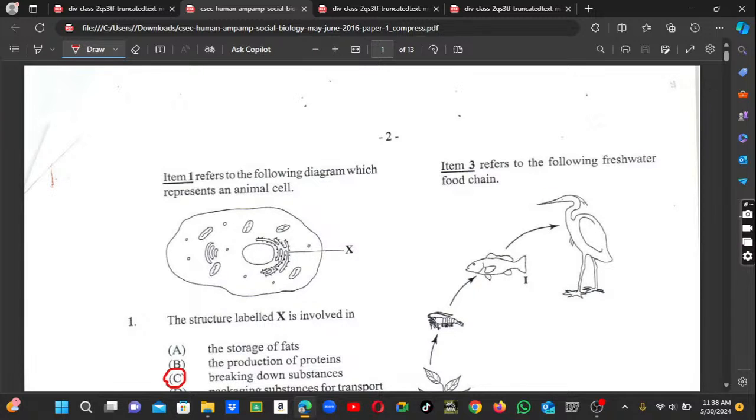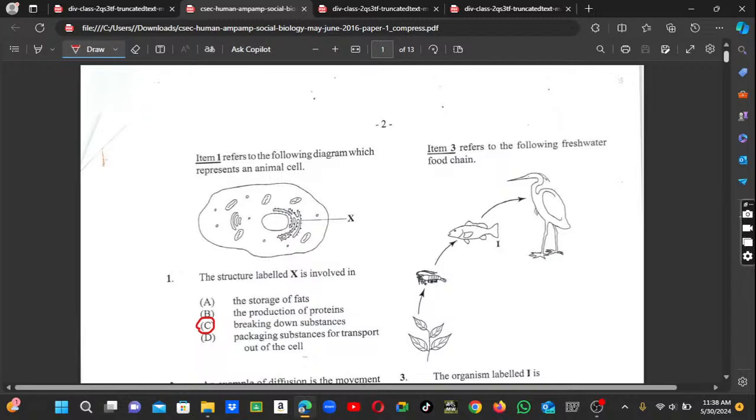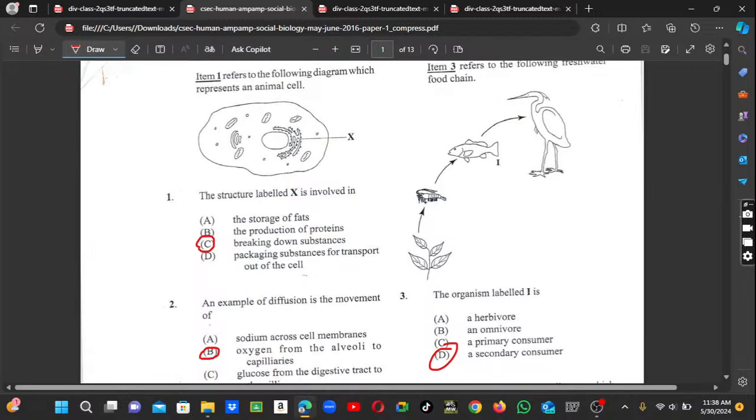So number 1 here, let me just zoom out my screen a little bit so one can see what's going on here. This is a diagram showing an animal cell. It says the structure labeled X is involved in. So far we can see that the structure labeled X is involved in the breakdown of substances. So the answer for number 1 would be C, breaking down substances.